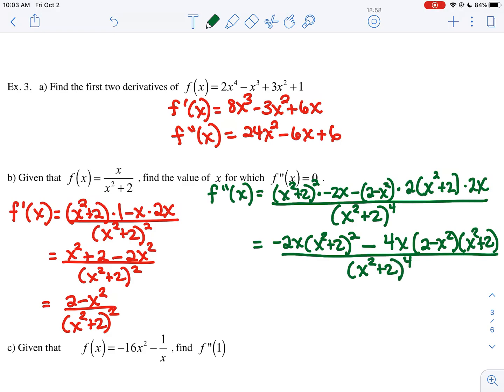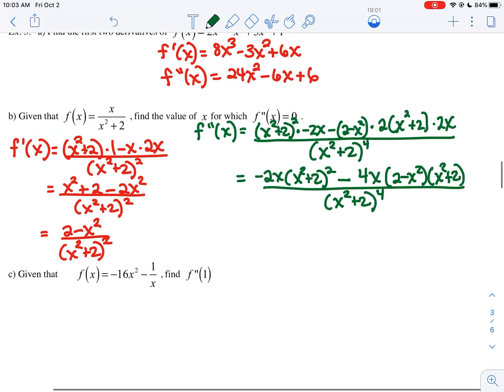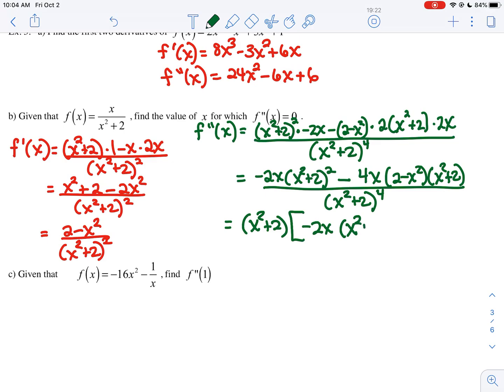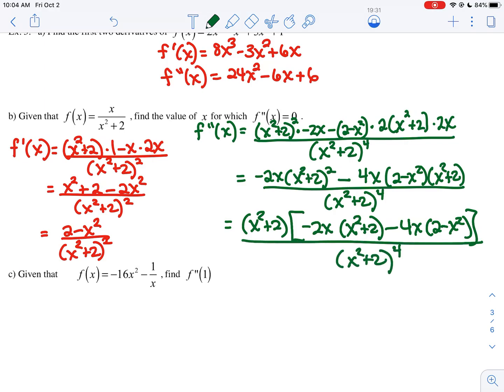to the 4th. All right, now we're getting into some heavy-duty algebra here, okay? So take a deep breath. You can do it. So here's the deal. I have an x squared plus 2 here and here and here. So since I do, I can actually pull out one of the x squared plus 2's. And I'm going to end up reducing that with the denominator. So in a fraction, you are allowed to reduce common factors, not terms, but common factors.